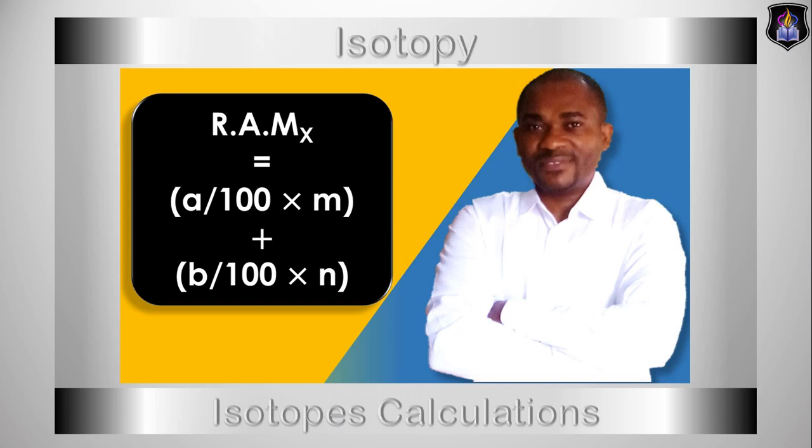In this video, we'll be learning how to calculate the relative atomic mass of an element based on the relative abundances of its isotopes. Don't leave this channel and we'll be right back.